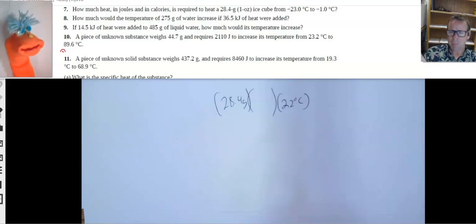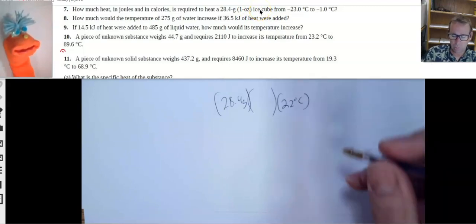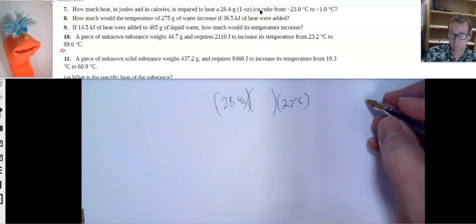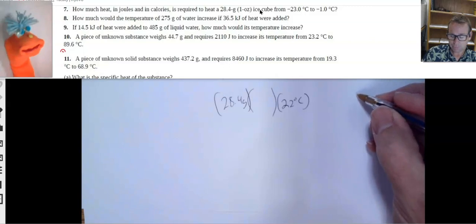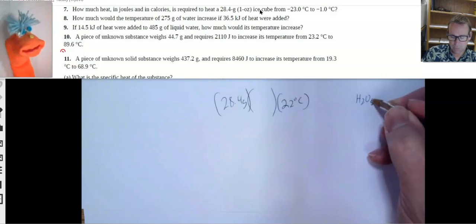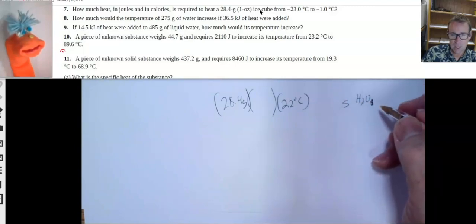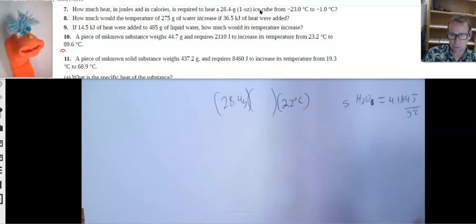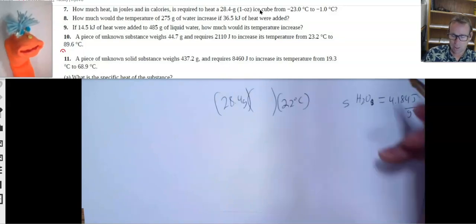I'm going to go to a table that is online here. I'm just going to look for the specific heat of ice. Now, ice is frozen water. In class, and maybe in some of the homework or the quizzes that you've looked at, the specific heat of water is 4.184 joules for every gram that changes a degree Celsius. But this is the water as a liquid.